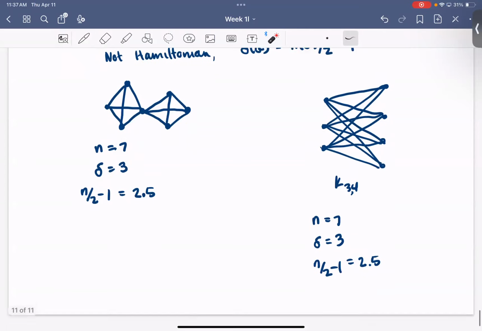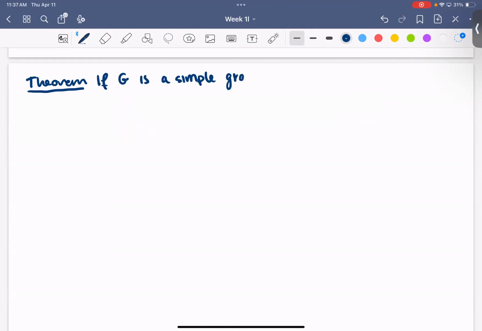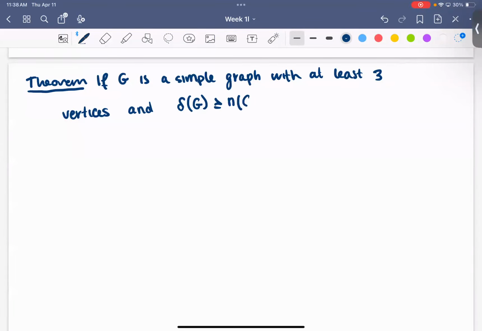Okay, so now we'll prove the theorem. The theorem says that if G is a simple graph with at least 3 vertices, which unfortunately is a necessary assumption because you can think of examples on small numbers of vertices that satisfy the degree condition but don't end up being Hamiltonian, and the minimum degree of any vertex in G is greater than or equal to the number of vertices divided by 2, then G is Hamiltonian.